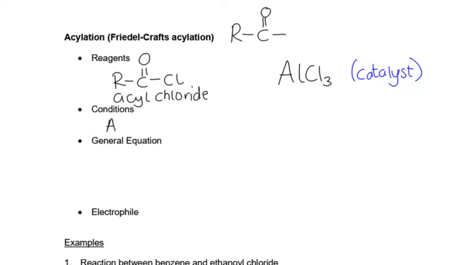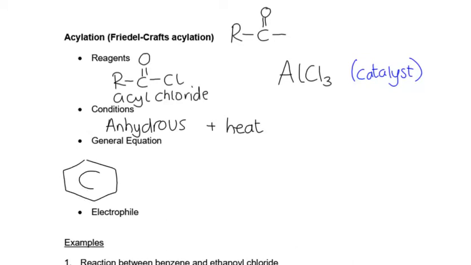And to ensure that our aluminium chloride doesn't react in any other way, we need to keep it dry and anhydrous. I'm going to heat it up a little bit. So our general equation, we're going to take our benzene ring, we're going to add our acyl chloride. Remember that the catalyst doesn't appear in an overall equation. Can you pause the video and see whether you could draw the structure of the product?